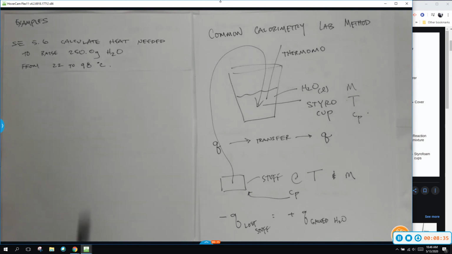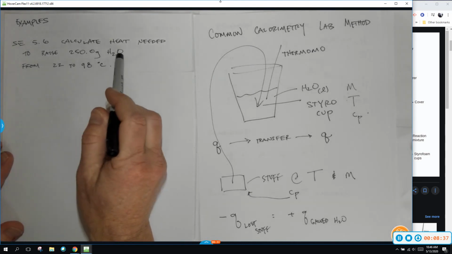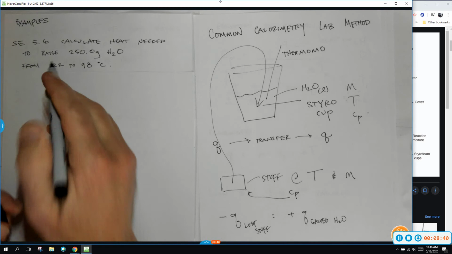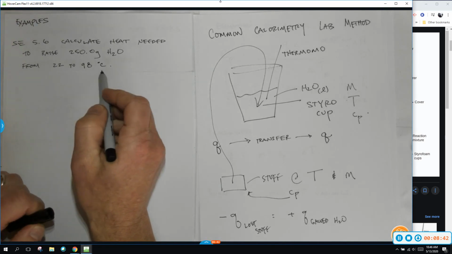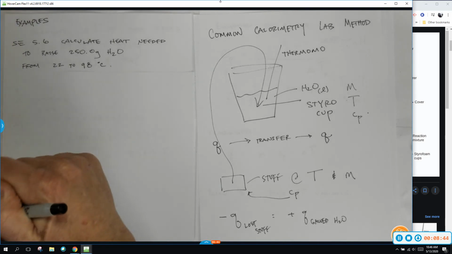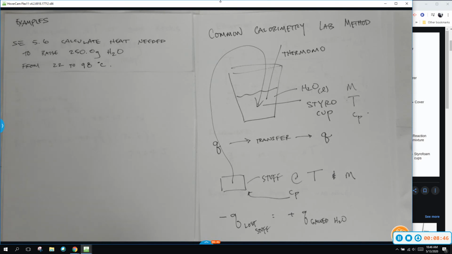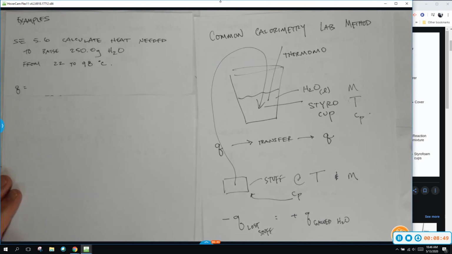First of all, calculate the heat needed to raise 250 grams of water from 22 degrees Celsius to 98 degrees Celsius. So step number one, organize your data, and organize it in terms of Q, M, C, and triangle T. So make a little table over here to organize what you know. The thing that we want to know is heat, so we don't know Q, or we don't know our enthalpy or our H, as long as it's at constant pressure. We know our mass is 250 grams of the water.